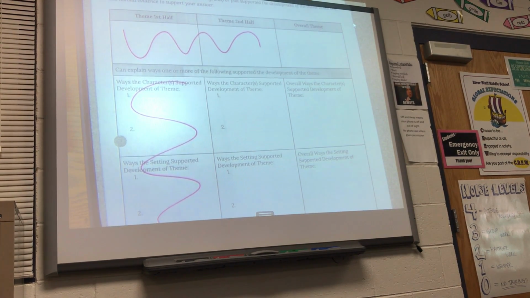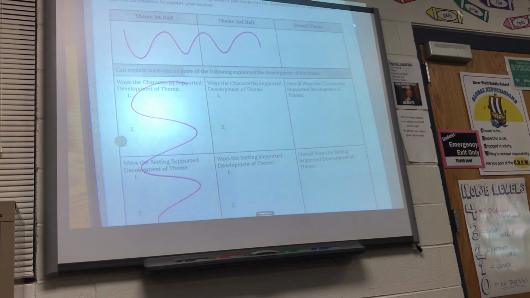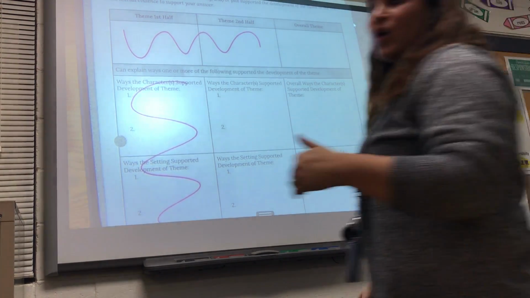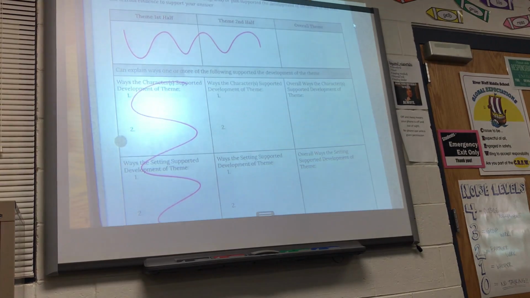So somebody remind me, before we get going any further, what is theme? Faith? It's like a message or life lesson of the story. Yeah. It's the message or the life lesson in the story. So, when we're talking about Orbiting Jupiter, what is the theme of Orbiting Jupiter? What is the overall theme? When we're thinking about Orbiting Jupiter, the whole book, what do we think the theme is?